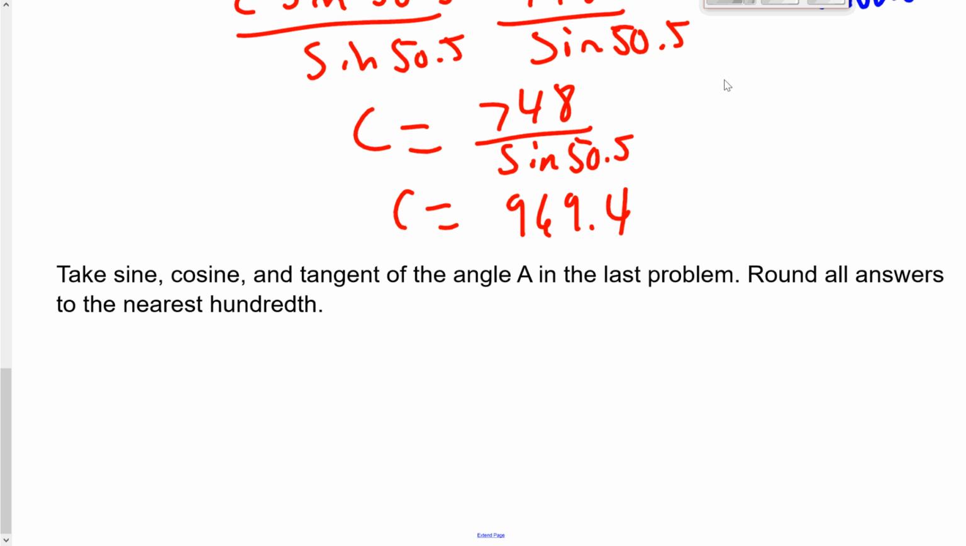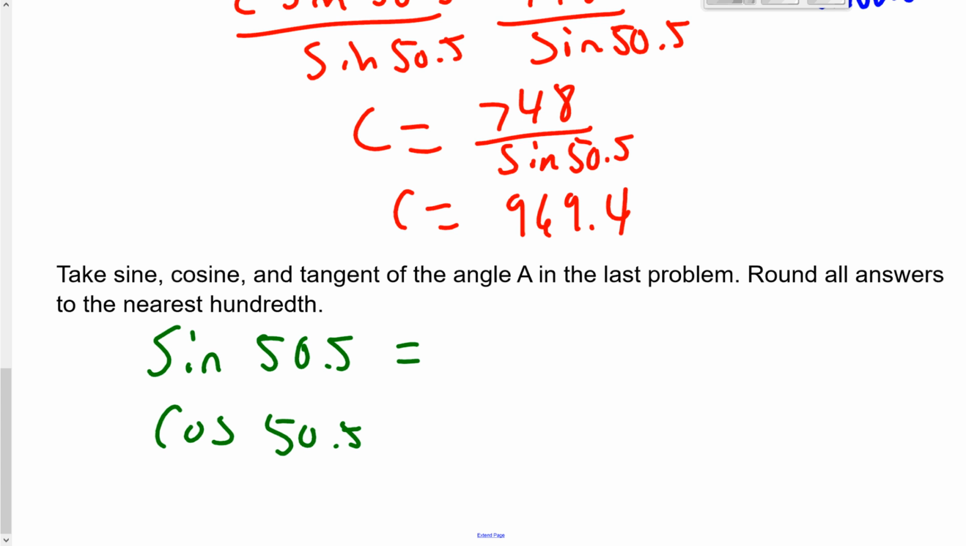Alright, so let's go ahead and do this. We wrote it there for you. So we're going to take sine of 50.5. We're going to take cosine of 50.5. Make sure your calculator, whatever, tangent all the way up, is in degrees, right? Because we're in degrees.